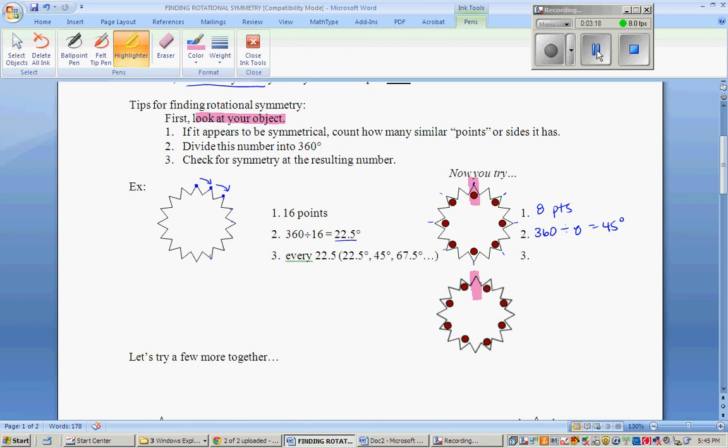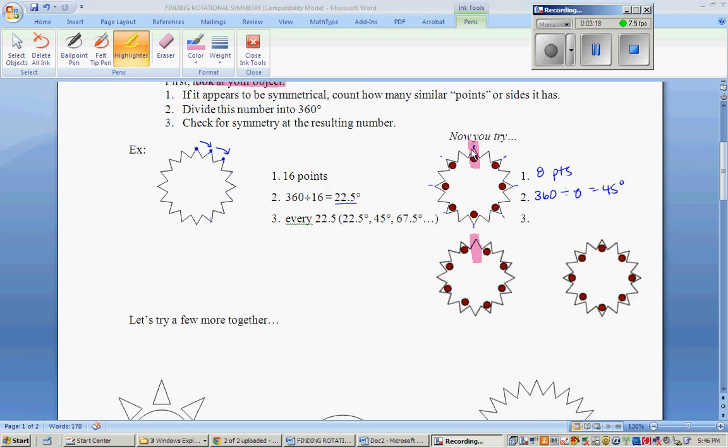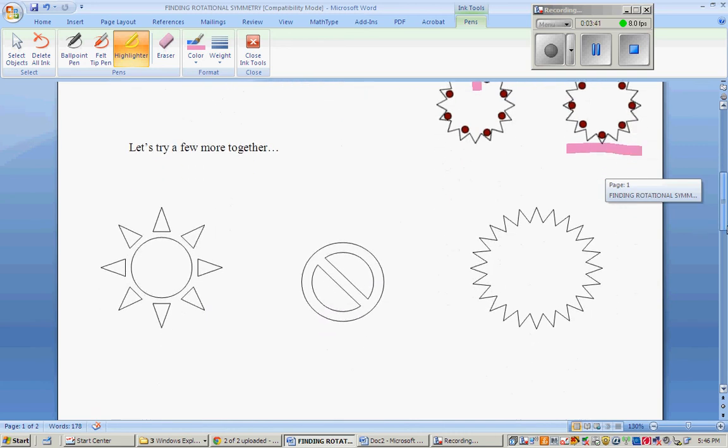And so you can see if you only go 22.5 degrees, you screw up where the points are. With this version, using that you had 8 points and you said you have to rotate it 45 degrees, this is what results. You can see that this figure here is identical to our original. So you're looking for not exactly how many points it has or sides, but how many of them are similar to each other. So let's try some of these here below.